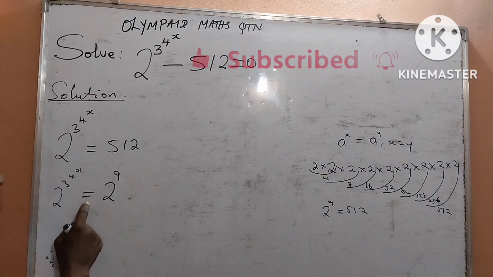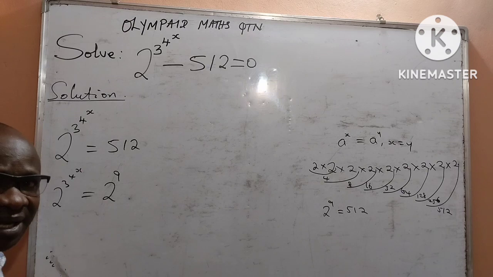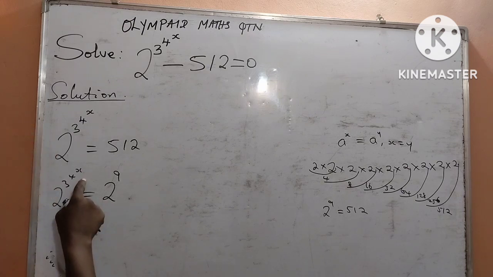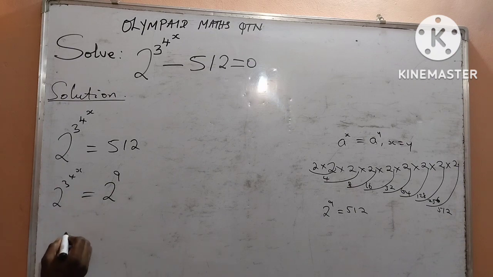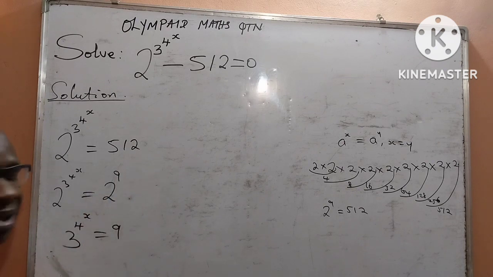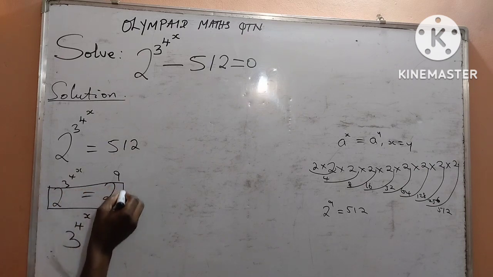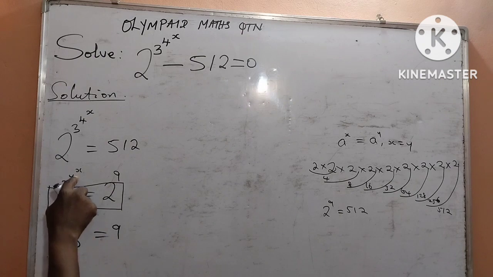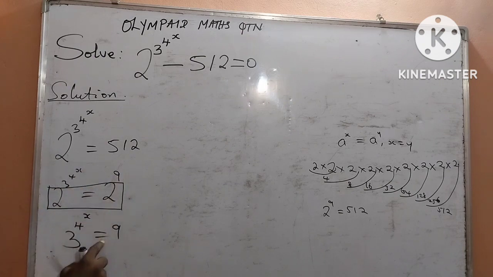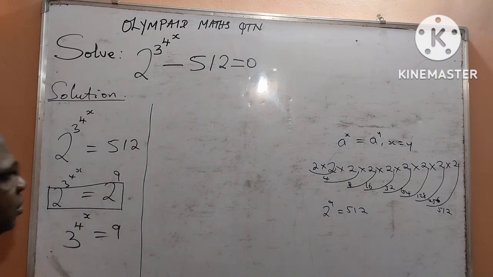Therefore, applying that here, you can see the bases are equal, base 2 by the left and base 2 by the right hand side. So the powers should be equal. And the powers here are 3 raised to 4 raised to x, which will now be equal to 9. That is, I have taken out the bases that are equal. So what I have left is 3 to the power of 4 to the power of x equal to 9. Written down. We continue to move forward.